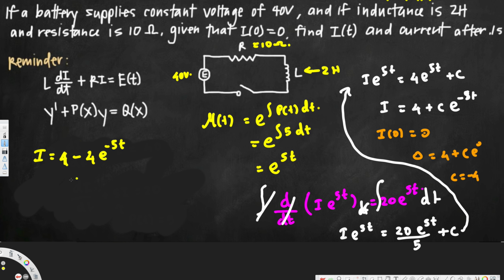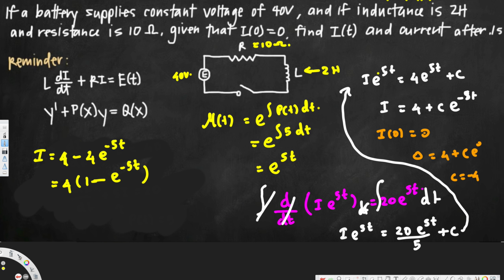And you can simplify this even further, like you can take the 4 common. If you take the 4 common, this is going to be 1 minus 1 e power minus 5t. Also, we don't need the 1 there. We can just leave it like 1 minus e power minus 5t, and that's going to be the particular solution.